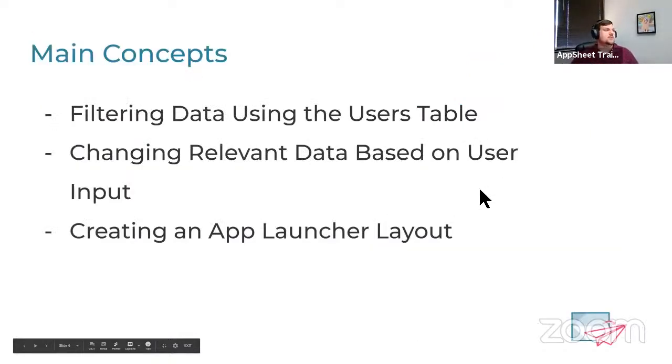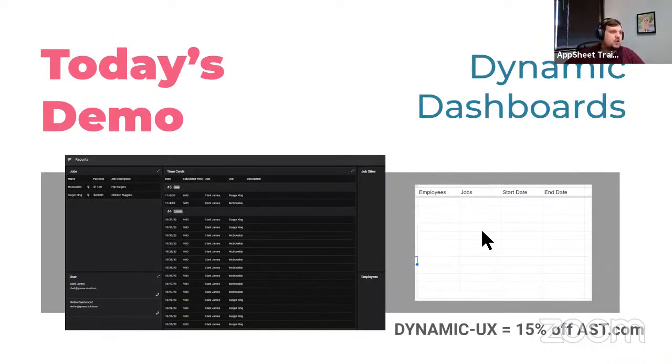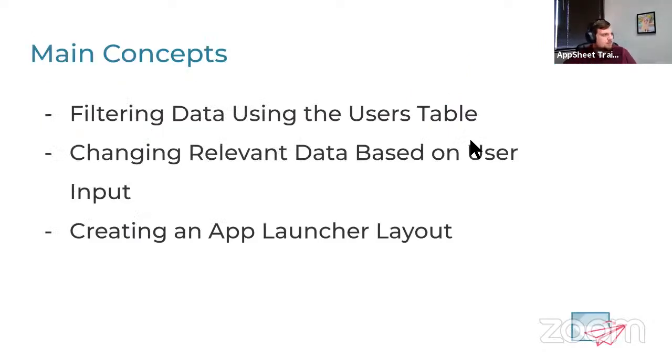Some of our main concepts today are going to be filtering data using the users table, which is, like I said, these columns here. They probably don't make a lot of sense now, but they will. Changing relevant data based on user input, and then also creating an app launcher layout. This is going to be very useful for having basically a home page. Think about on your phone, you have your home page, and being able to click not only different apps, but you can also create custom views to URL pages or certain contacts and stuff.